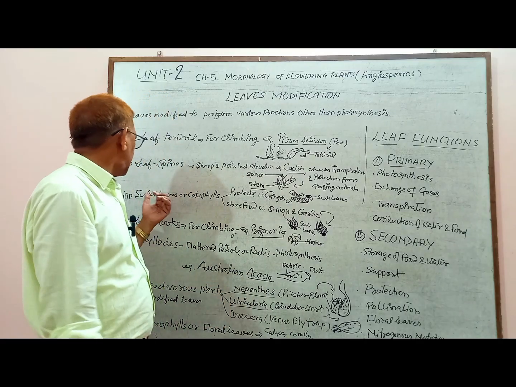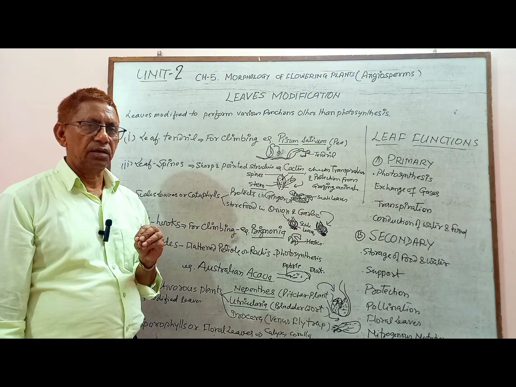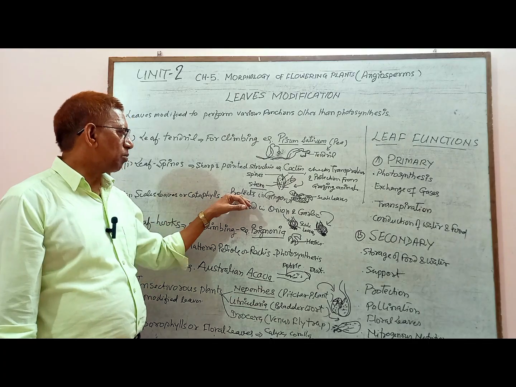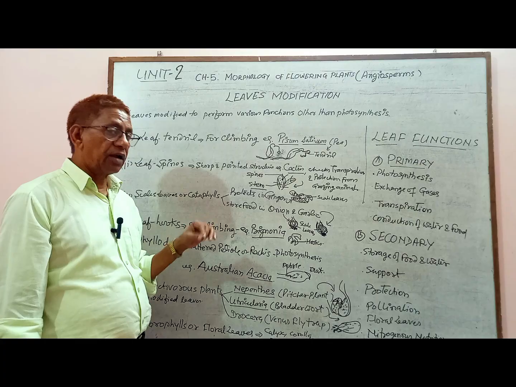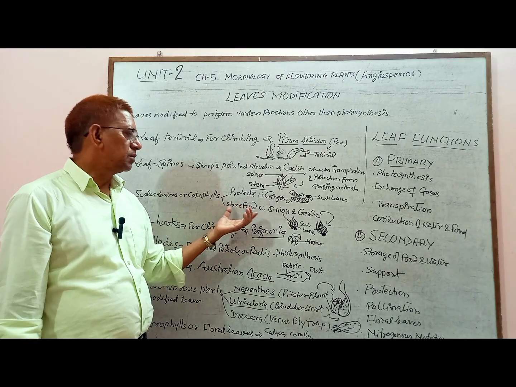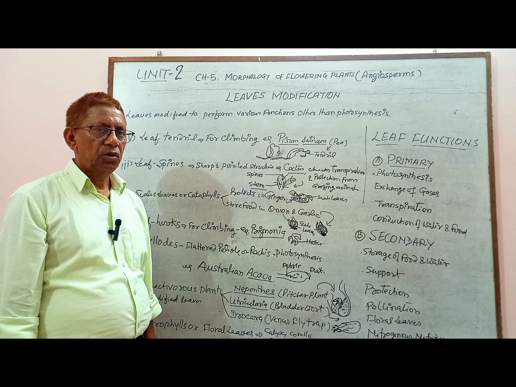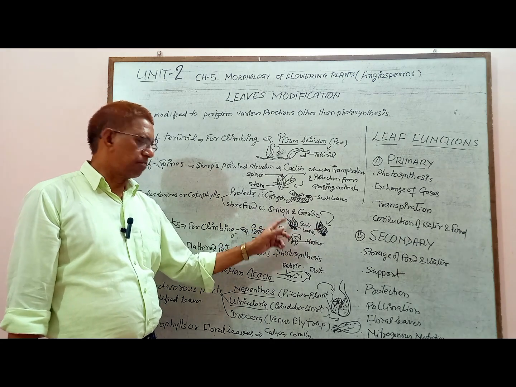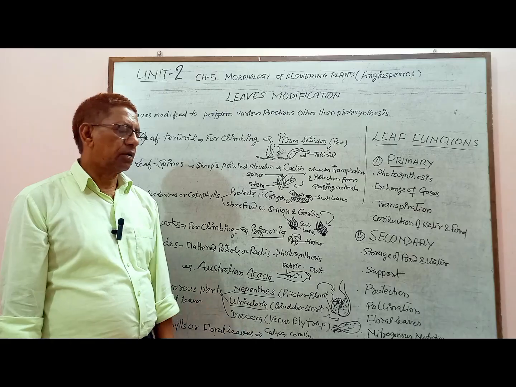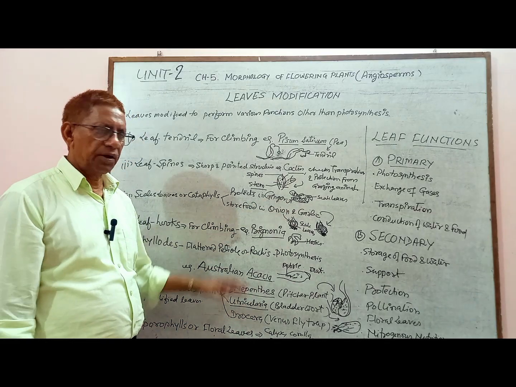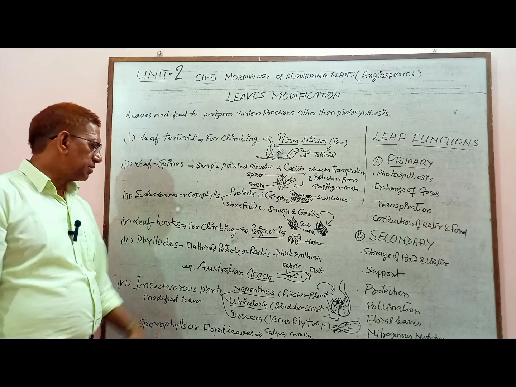So here we say that the scale leaves have a dual function. The first is that they protect the ginger, followed by also acting as food, which is represented by onion and garlic. So these leaves are meant for food storage, and the other is for protection. This is very important for your examination.